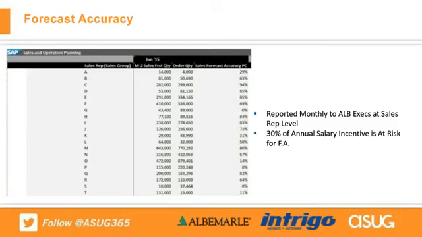So a key critical success factor for us reducing inventory is to have everybody pay attention to the sales forecast and try to improve every month.